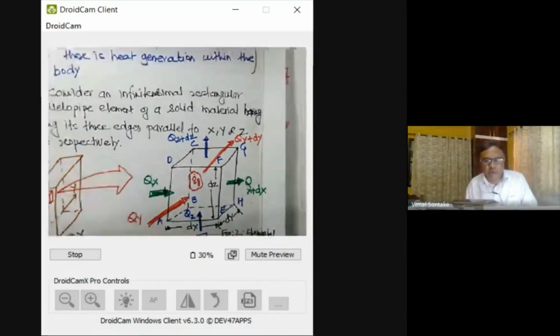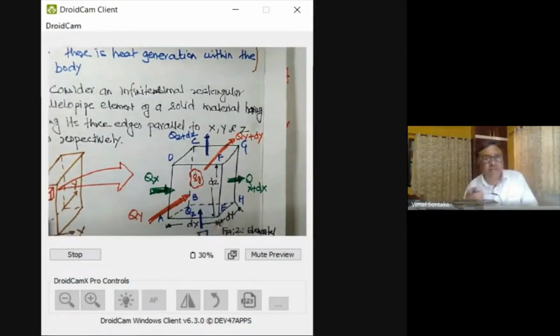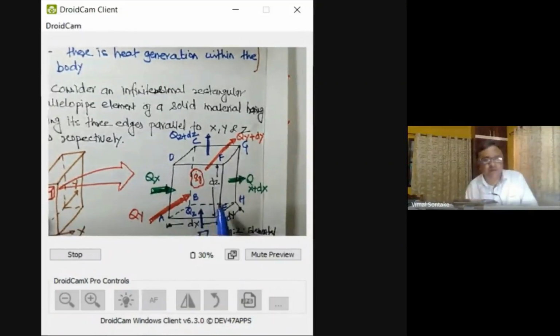Got the point? The amount of heat which is entering is different. The amount of heat which is leaving the elemental volume is different. And their difference will be stored in this elemental volume, called heat stored in the elemental volume due to heat flow in the x direction. Now, what will be that heat which will be stored into this elemental volume? Let us find this out.